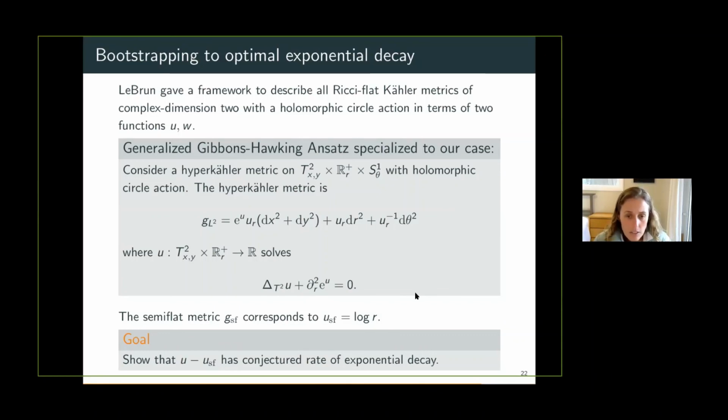So, still on a three-dimensional space, so not great, but also not bad. And in this case, the semi-flat metric corresponds to just taking u semi-flat to be log r. And if you just looked at this, you could see that log r would solve this equation. So the real goal then is to show that u minus u semi-flat has the conjectured rate of exponential decay. And we can do that.